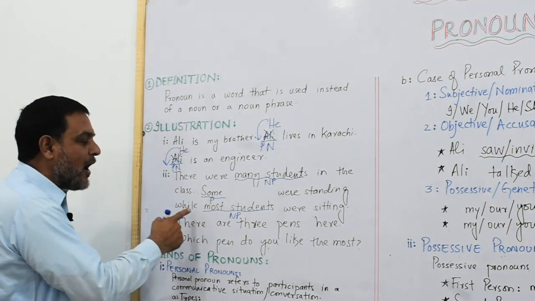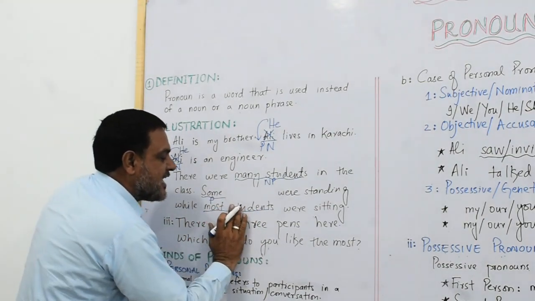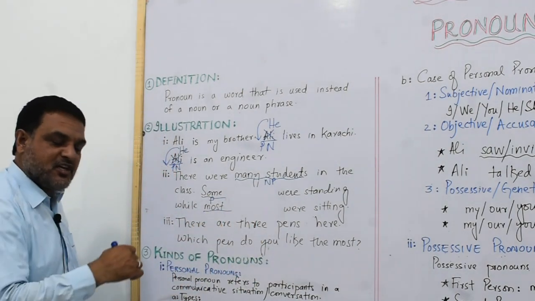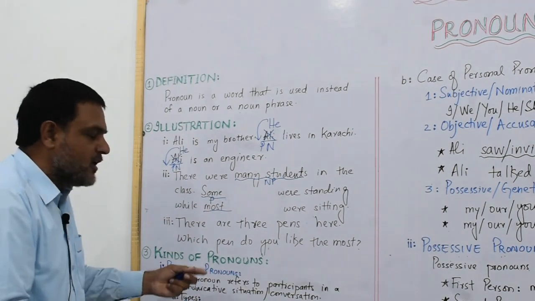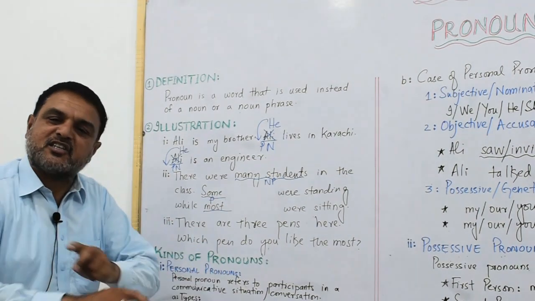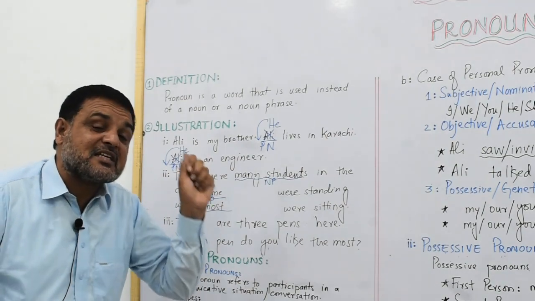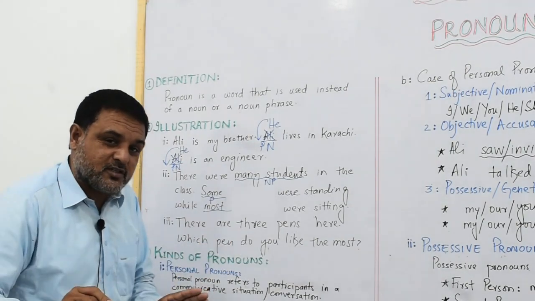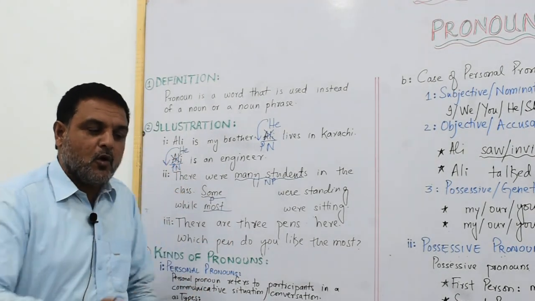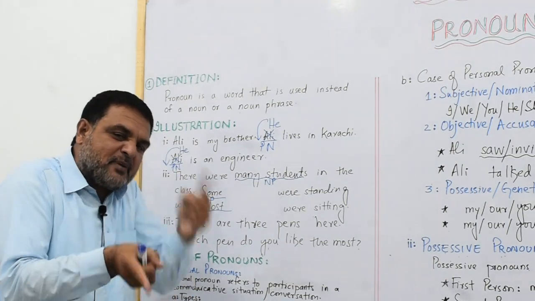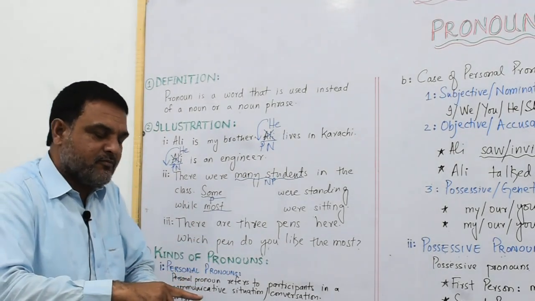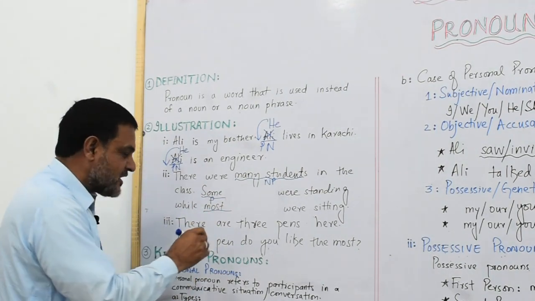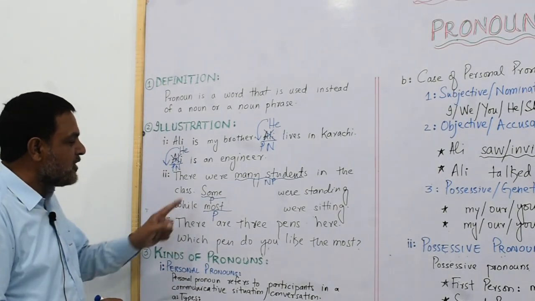Same is the case with while most students were sitting. So let's take it out. Let's kick it out. And instead of saying while most students were sitting, I say most were sitting. It's grammatically perfect. It conveys the same meaning. The only difference is we have not used most students. Instead, we have only used most. So students, which is a noun, has been replaced by some. So it's a pronoun. It has been replaced by most. So it is a pronoun. So this is also a pronoun and that is also a pronoun.